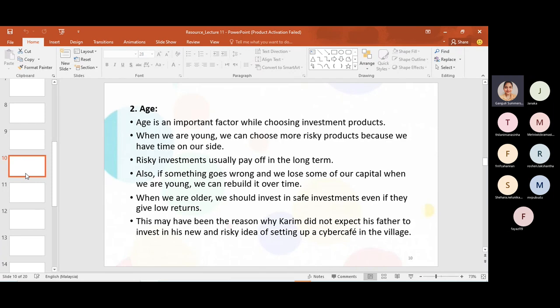When we are young, we can choose more risky projects because we have time on our side. So for example, when we are young, we can choose more risky projects because we have time on our side, right? Let's say you are young and you invest your money in a risky project, and let's say that project was a failure. But since you are young, you still have time to correct that mistake, right? Since you are young, you have time on your side. Okay, so that is why I said age is an important factor when choosing investment projects.